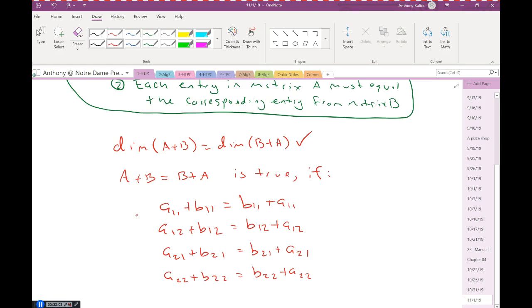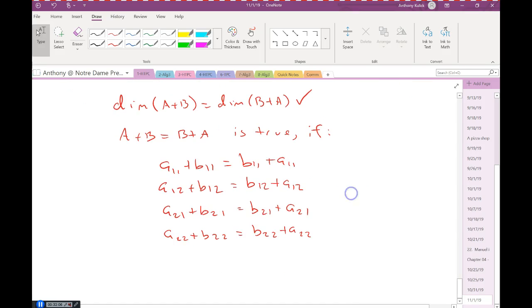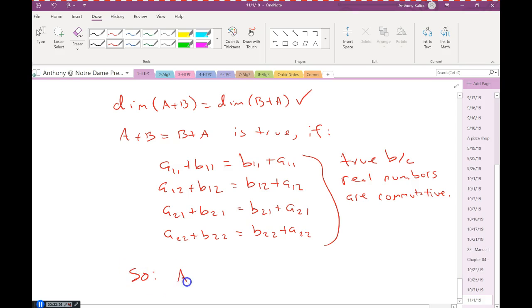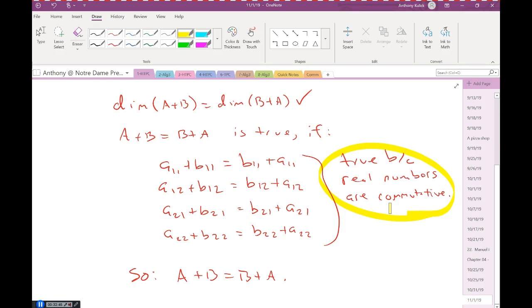And are the real numbers commutative? Yes. And so we're done, right? So what was the key here is that adding two matrices comes down to adding each entry, and because the entries are real numbers, and those commute, the matrix addition commutes, right?